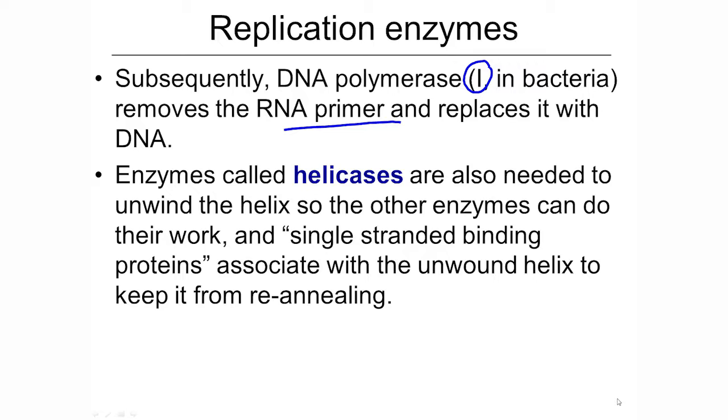So more enzymes. I know this isn't enough for you. Enzymes called helicases are needed. The helix doesn't just fall apart by itself. In fact, most of the time it's rather stable. A helicase is an unwindase. It's an unwinding-the-helix type enzyme.